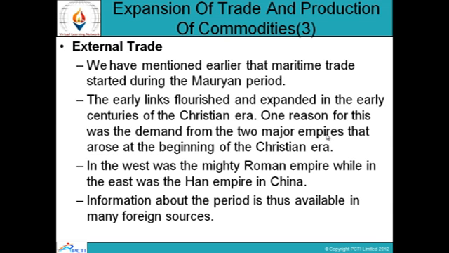Information about the period is thus available in many foreign sources. Maritime trade, which started during the Mauryan period, also led to the growth and development of external trade.